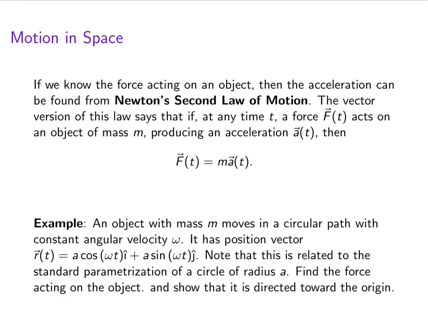As an example, let's say we have an object with mass m, and it moves in a circular path with constant angular velocity omega. So it has position vector r(t) = a cos(omega t) i + a sin(omega t) j. Let's note that this is directly related to the standard parameterization of a circle of radius a. Let's find the force acting on the object, and show that that force is actually directed towards the origin. This circle will be placed so that it's centered at the origin.